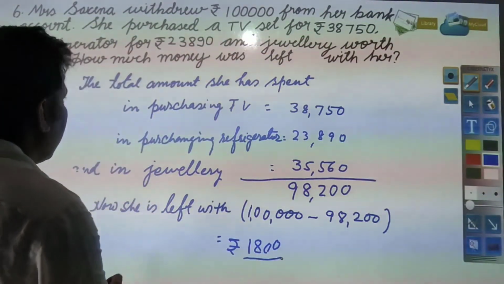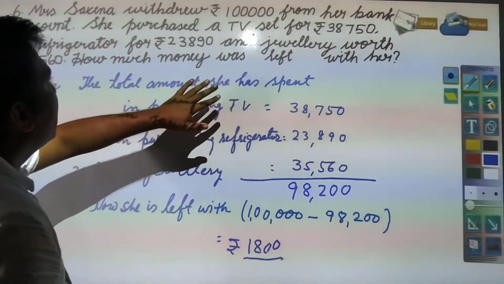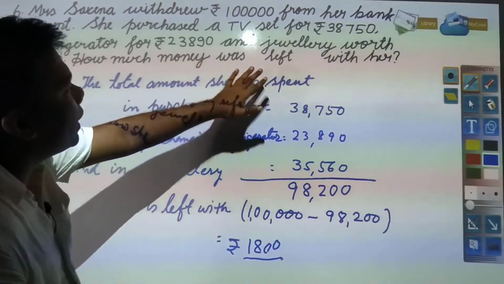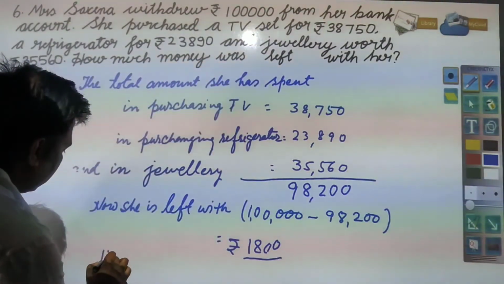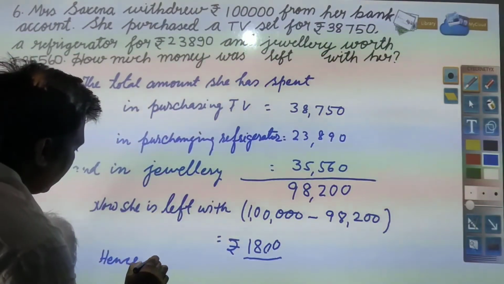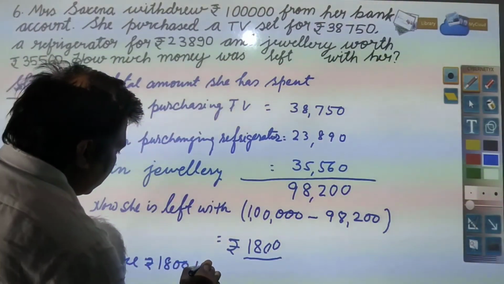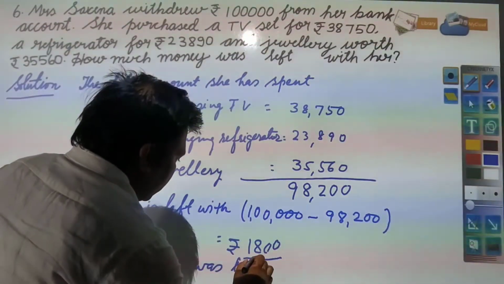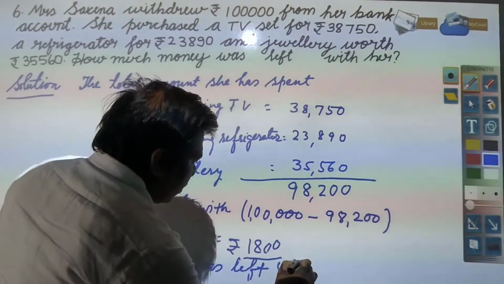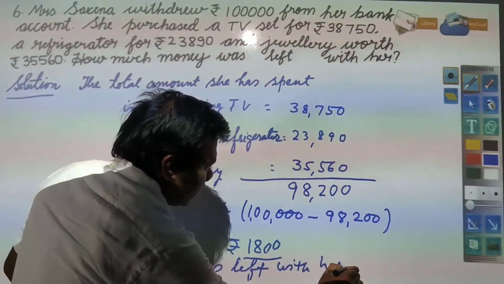So you will write, hence how much money was left with her. Hence rupees 1800 was left with her, and this will be your answer.